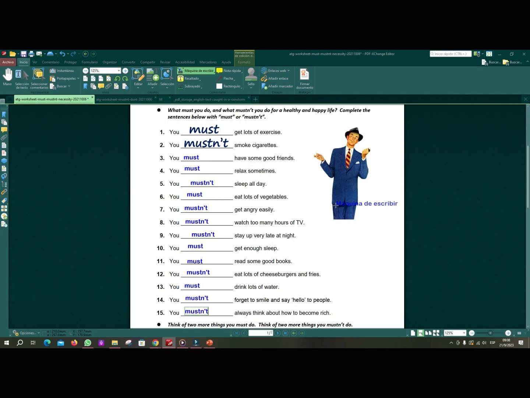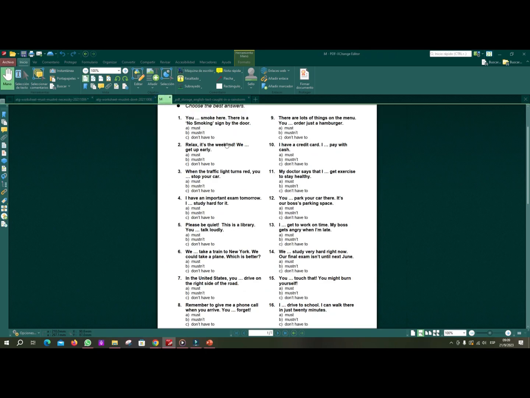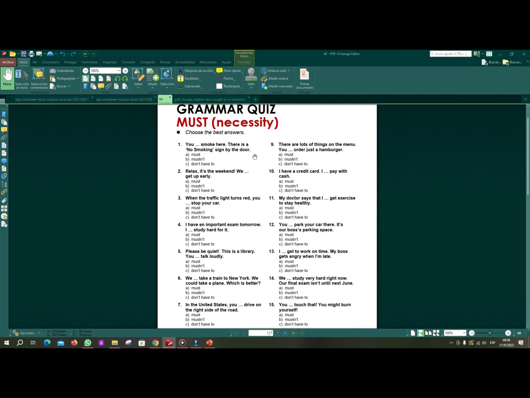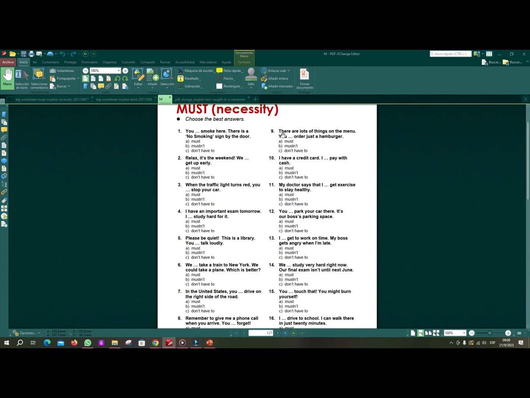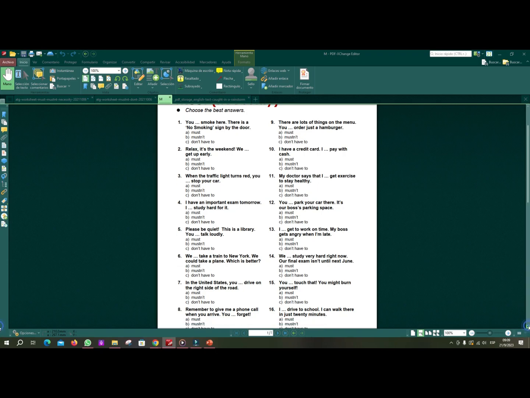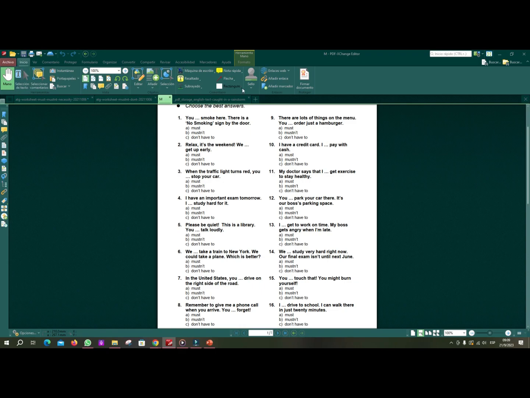Okay. So, I don't know if you have questions about that. No? Questions? No? You have questions? Okay, Mr. Ruben, that's amazing. Let's do the other exercise. Here you have this. It says, must, but in this case, necessity. Choose the best answer. You're going to have there some sentences, 16 sentences, and you're going to read those sentences and choose the correct answer.